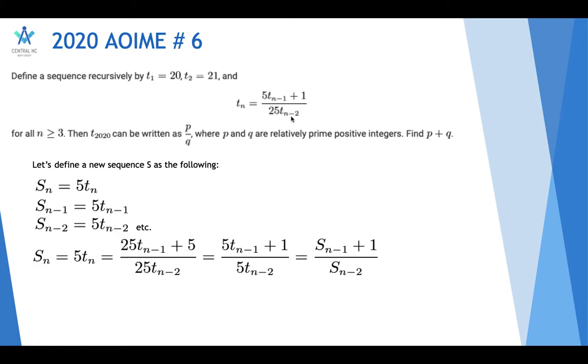And if you multiply this function up here by 5, you will get this equation, 25t sub n minus 1 plus 5 over 25t sub n minus 2, which factors out to this if you divide the top and the bottom by 5, and then substitute 5tn as Sn, and you get this equation, s sub n minus 1 plus 1 over s sub n minus 2. This is going to be incredibly useful for the rest of the problem. So this is cool. We've made this sequence much less complicated looking. Always a good feeling.